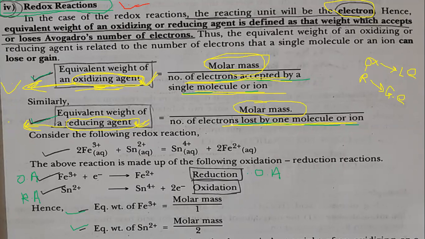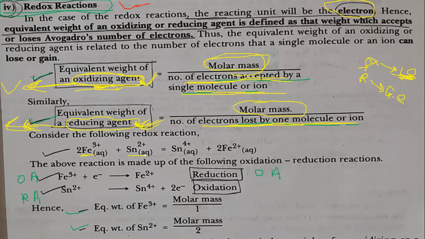We'll see one example. Its own oxidation has happened, and it has reduced the other. But what is oxidation? Loss of electron, as we have seen here. Loss of electron, oxidation means. So here, therefore, we are taking the number of electrons lost. Now see the example.